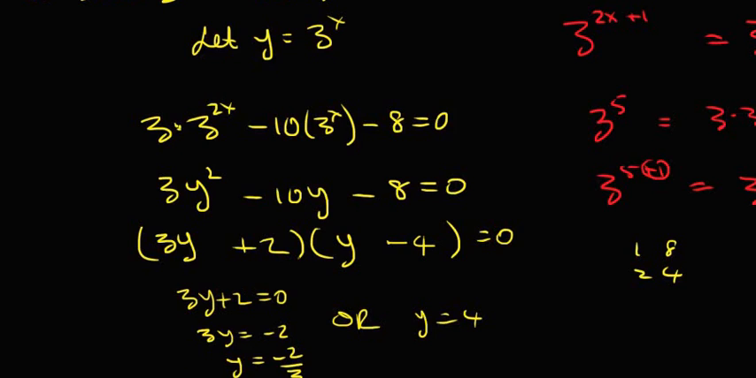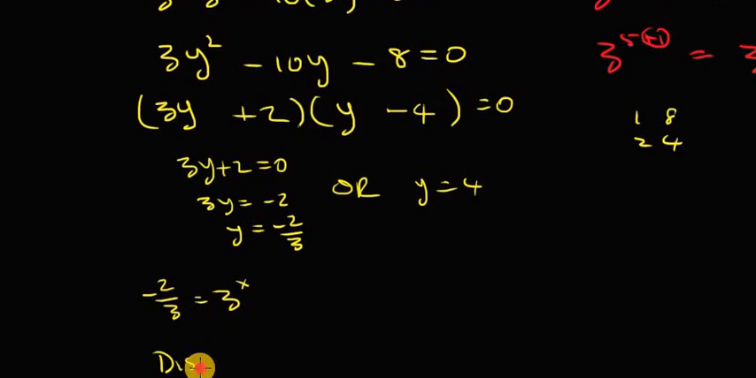Now I have to let y be equal to 3 to the power of x. That means that minus 2 over 3 is equal to 3 to the power of x. Now there is no number x which can satisfy this. So we're going to discard this solution. That's an extraneous solution. We're discarding it because no matter what value of x you put in here, if you put in 0, you're going to get 3 to the power of 0 is 1. If you put in a negative number, for example, 3 to the power of minus 2, that's going to give me 1 over 3 to the power of 2, which again is positive. So I can never make this a negative number. So there's no solution for that.